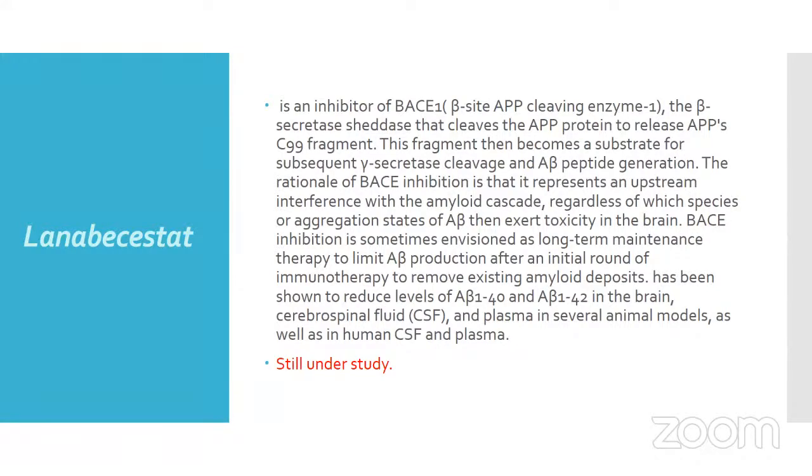And the rationale of BACE inhibition is that it represents upstream interference with the amyloid cascade, regardless of which species or aggregation state of A-beta then exerts toxicity in the brain. BACE inhibition is sometimes envisioned as a long-term maintenance therapy to limit A-beta production after an initial round of immunotherapy to remove existing amyloid deposits.